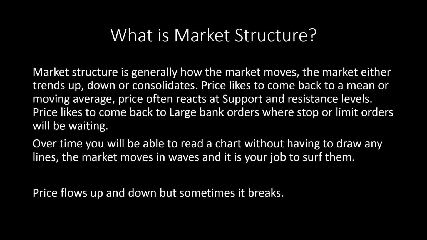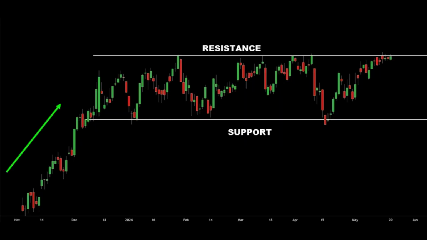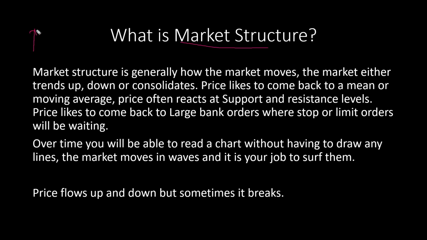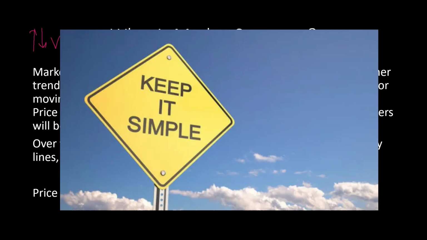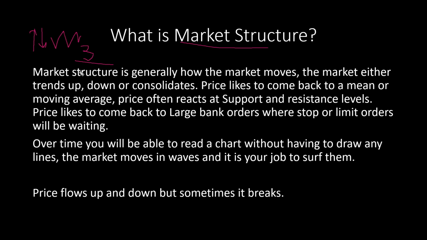So from the last lesson of candlesticks, you remember me talking about areas of interest, or areas where price likes to react. And we see these areas by reading what market structure is. So market structure is generally how the market moves. The market either trends up or down or consolidates. So you can either go up, down, or range bound. That's the only three things you can do. So keep it simple. It can either go up or down, really.